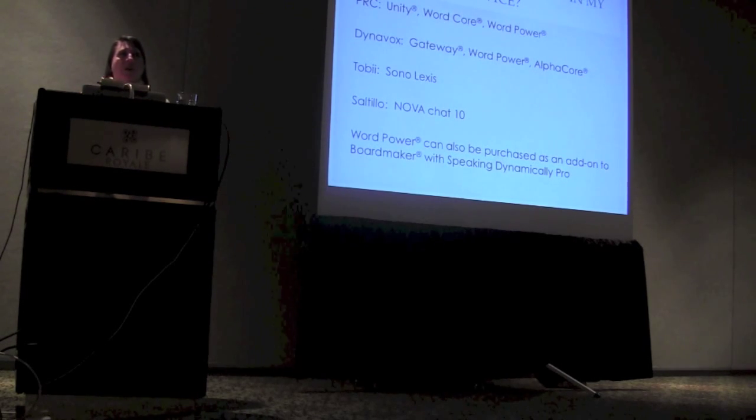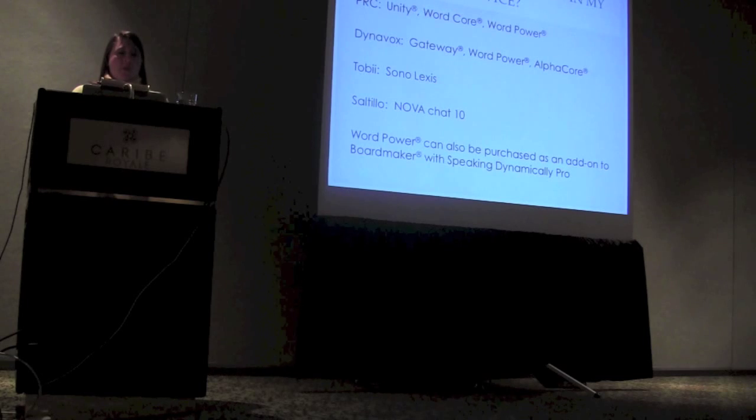Now, WordPower is something you're going to see on my list a couple of times because it's a software and it's not a company-specific tool. In a DynaVox, you have Gateway, you have WordPower, and you also have something called AlphaCore, which was developed for individuals who are literate, and so the vocabulary is organized alphabetically rather than by part of speech, because the thinking was that adults who have lost their ability to speak might organize their access alphabetically.